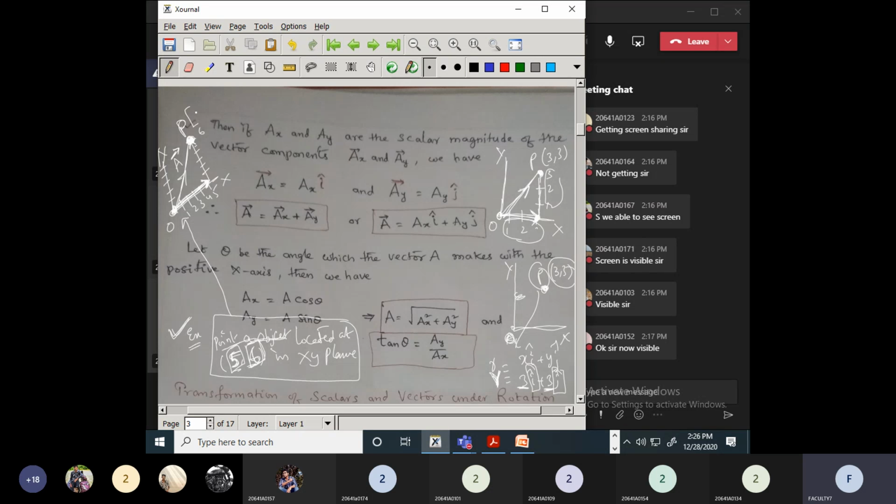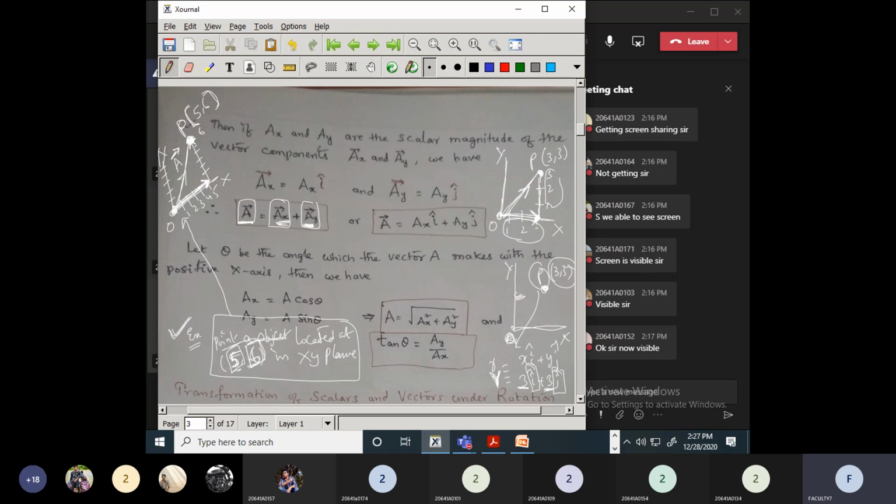Mark this as point P, and here you can mark the coordinates as 5 comma 6. Like this you are going to understand depending on the explanations. Now instead of 5 comma 6, we are going to give the coordinates like this: x coordinate and y coordinate. So this is the thing you need to understand regarding the resolution of vectors.